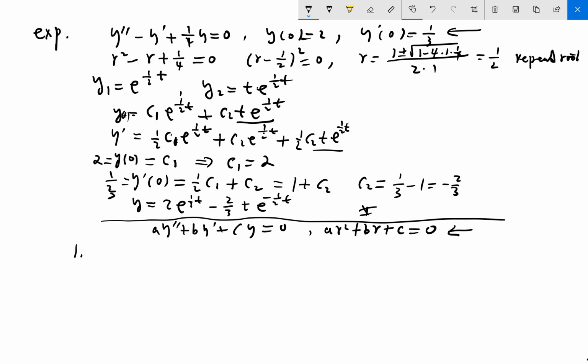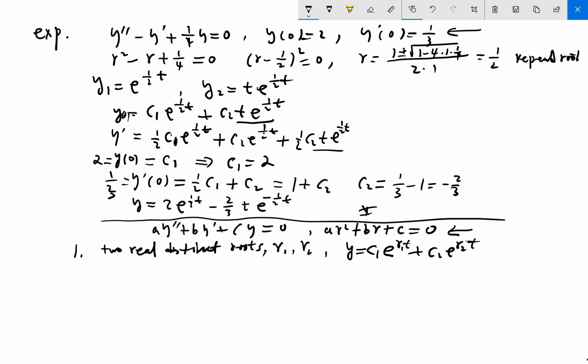The first one: the characteristic equation has two real distinct roots, say r1 and r2. Then its general solution is like this: C1 e to the r1 t plus C2 e to the r2 t.